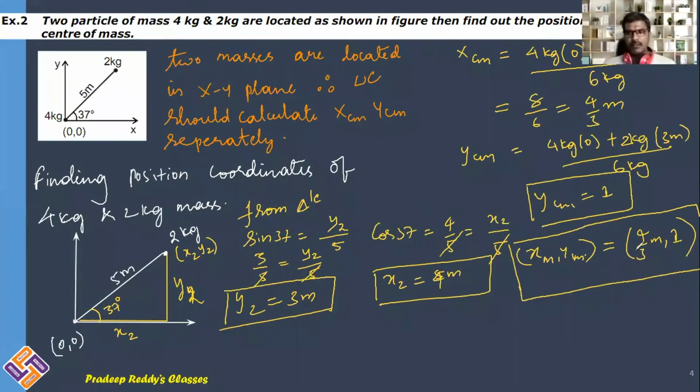So the center of mass is located at position 4 by 3 comma 1. 4 by 3 can be written as 1.3. So along the x-axis, the center of mass is situated at 1.3. It is nearly somewhere here. This is 1 and this is 1.3. This is the center of mass of the system. So like this, you can locate the center of mass of the system just by finding the coordinates of the individual masses.